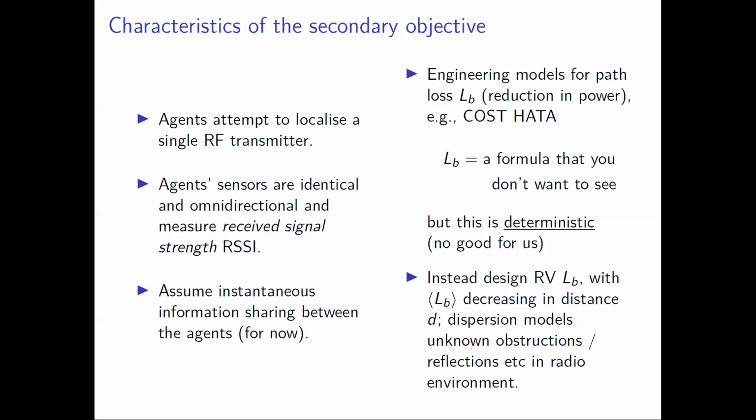But for our purposes, that path loss is a random variable. It's going to be a random variable whose mean decreases in the distance from the transmitter. And the key is that the dispersion models things like unknown obstructions or reflections in the radio environment. So that's all about the secondary objective and characteristics of the radio environment.